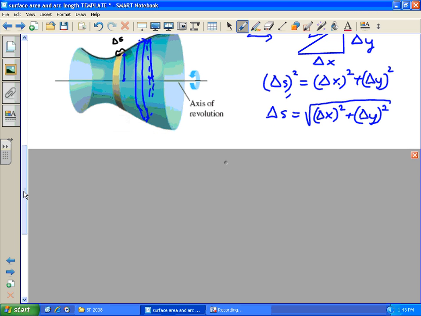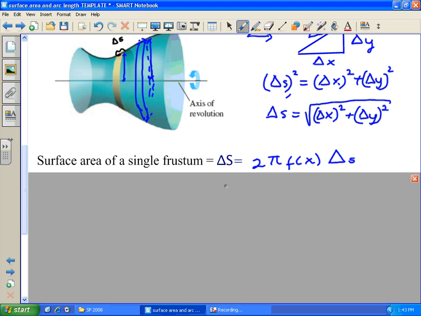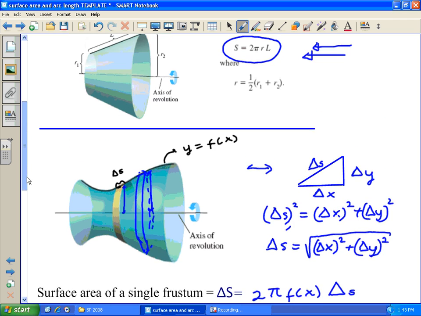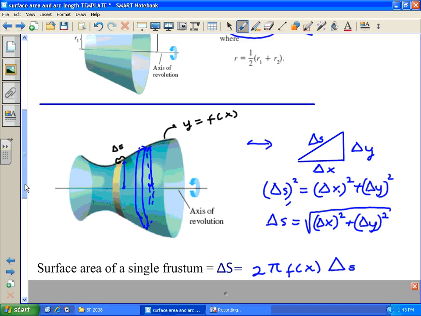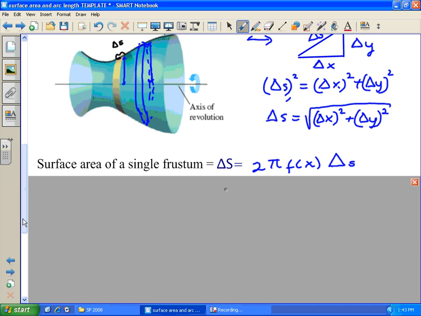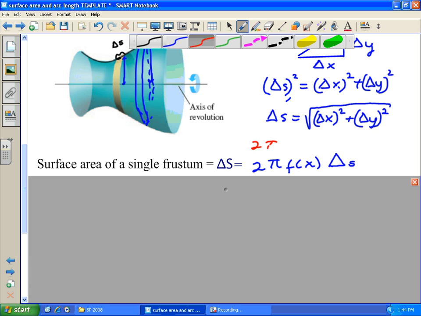So if we go back here, remember the formula was 2 pi r L, right? 2 pi RL. Going back to that formula, 2 pi RL. So I have here 2 pi. Instead of the radius, I have f of x. And instead of L, the length of the lateral side, I have delta s. So this was replaced. Again, the general formula was 2 pi RL. This is my R, and this is my lateral side delta s.